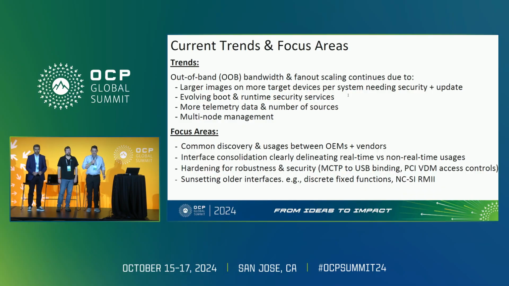That is a very important distinction because it gets muddied a lot of times when people are choosing what to put across which interfaces. We want to harden and make the security more robust. There's an MCTP to USB binding spec. PCI VDM is a historical type of interface that, say, hyperscalers may have chosen not to use. It's basically PCI-based bandwidth for out-of-band.